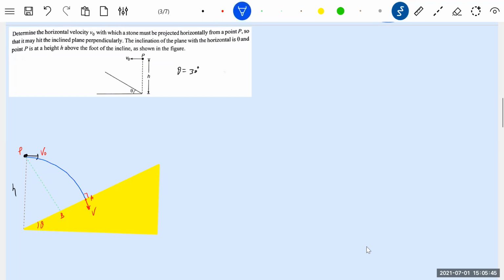So the acceleration due to gravity here will be g sin theta and g cos theta. What about the velocity? Velocity will be v naught. Okay, this is theta, this is 90, so this should be theta, and this should be theta. Therefore, this will be the component of velocity.